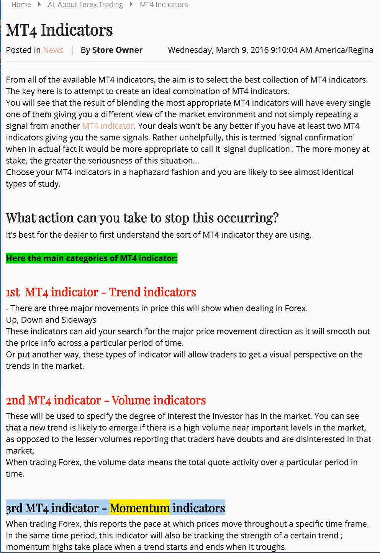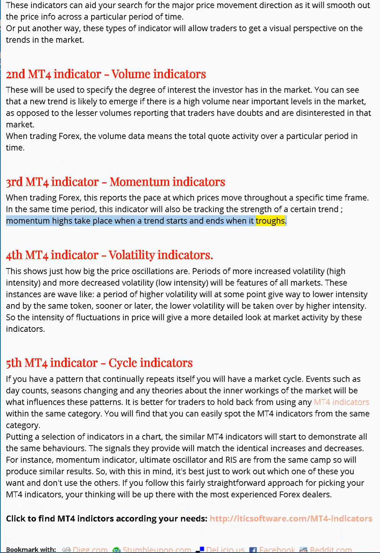Third, MT4 indicator, momentum indicators. When trading Forex, this reports the pace at which prices move throughout a specific time frame. In the same time period, this indicator will also be tracking the strength of a certain trend. Momentum highs take place when a trend starts and ends when it troughs.